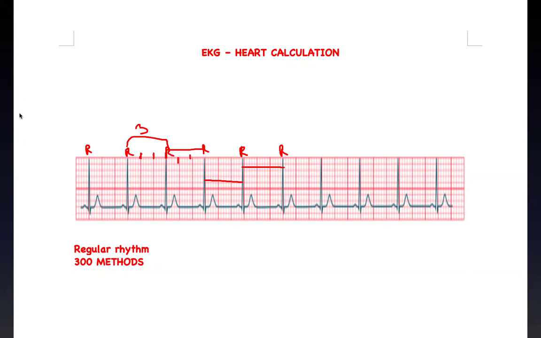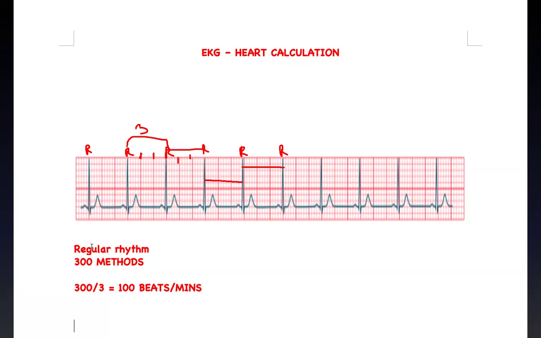Therefore, how do I calculate the heart rate using this method? I take the 300 and divide it by the number of large boxes, which was what? 3. And that will give me 100 beats per minute. That's your heart rate. If it's a regular rhythm, 300 method, this is the way you calculate it.